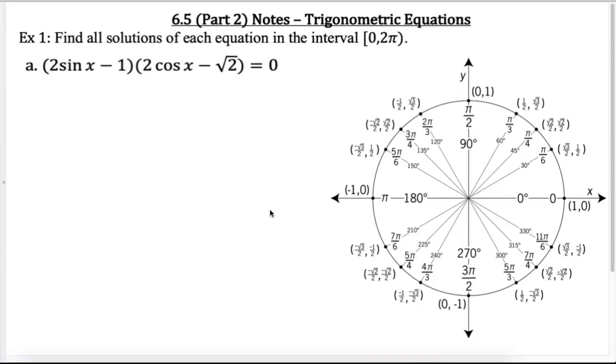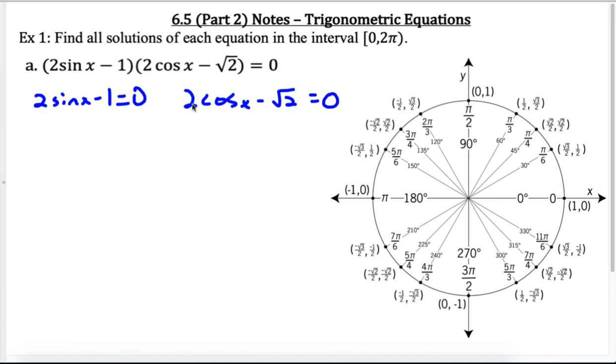All right, in 6.5 part 2, we are going to take a look at solving trigonometric equations involving quadratics. In this first example, we already have a function that is factored for us. So if you remember, whenever we're solving a quadratic like this, we can just set each individual factor equal to 0. So I can say 2 sine of x minus 1 equals 0, and separately, 2 cosine of x minus square root of 2 equals 0.